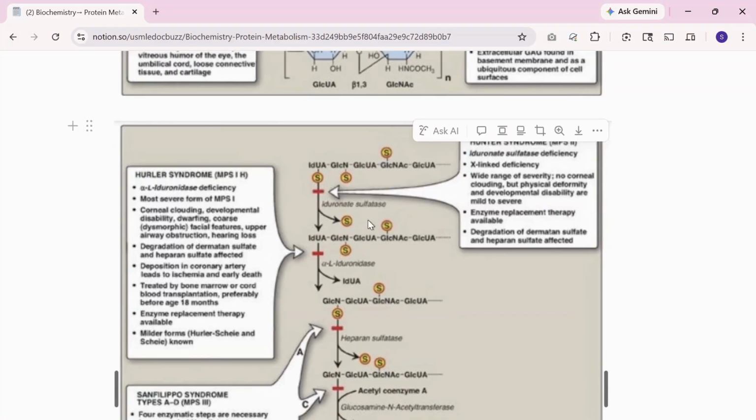Okay, that's how easy it is, because now you know the structure, now you know the bonding, now you know the sulfur in it. Now it makes sense. Okay, what is the problem that you see here? No corneal clouding, but physical deformities and developmental disability. Right, milestones will not be achieved. Right, physical attributes are very typical physical attributes that we're going to see here.